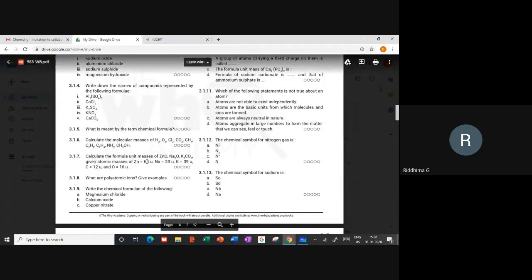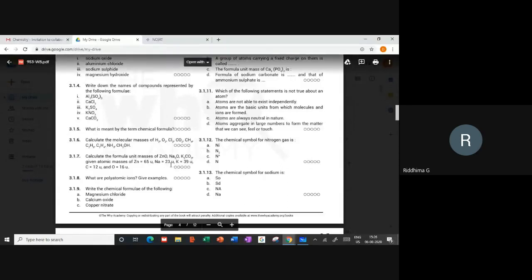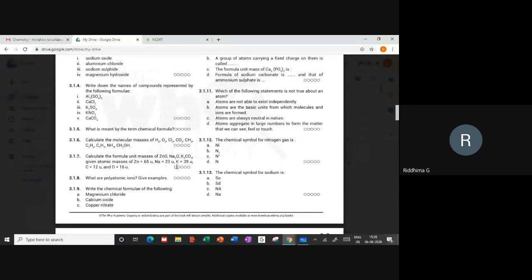Then there is this question. The seventh one, calculate the formula unit mass of ZnO, Na2O, K2O, K2CO3, and they have given you atomic mass. This is what I was trying to explain: they are asking the formula unit mass, but they have given the atomic mass. So what is the formula unit mass? It's nothing but the molecular mass. So for ZnO, you'll just add for Zn and you'll add for O. For Na2O, you need to take this 2 into consideration. So it will be 23 into 2 plus the mass of oxygen, that is 16.